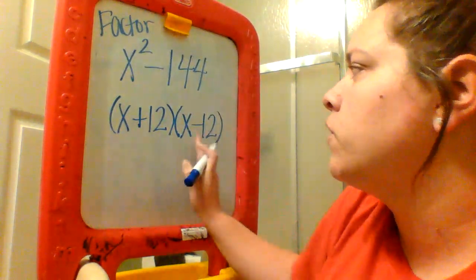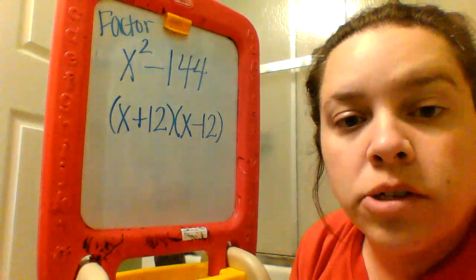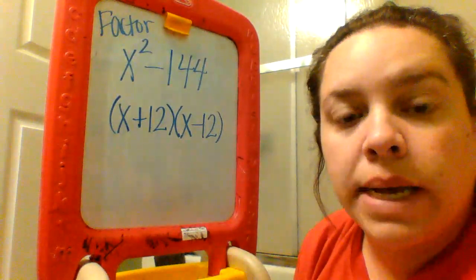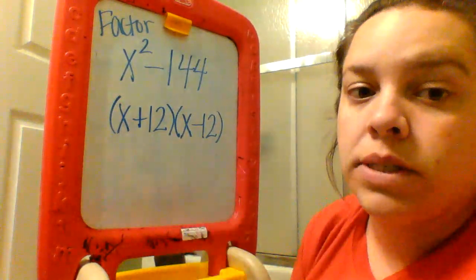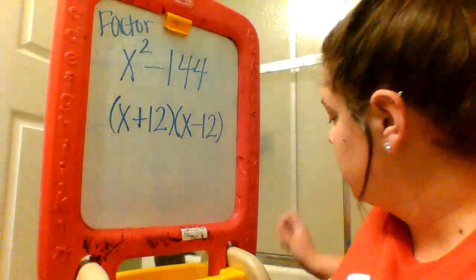And they have to be different signs because if you were to multiply those back out, that middle term cancels out, and that's what makes it special. The factors are exactly the same except one's a plus and one's a minus. Okay, let's do another one.